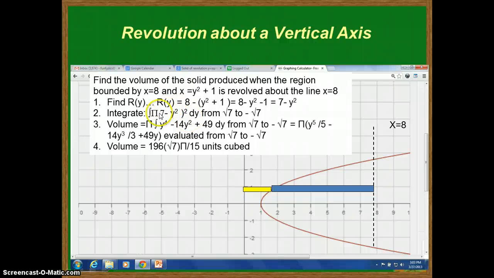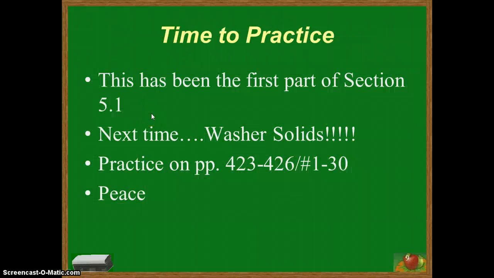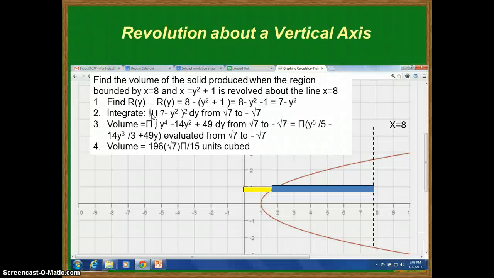Again, what are we going to do? We're just going to integrate pi r squared. There should be, I believe, a parenthesis here before the 7. So pi times (7 minus y squared) quantity squared, from negative root 7 to root 7.